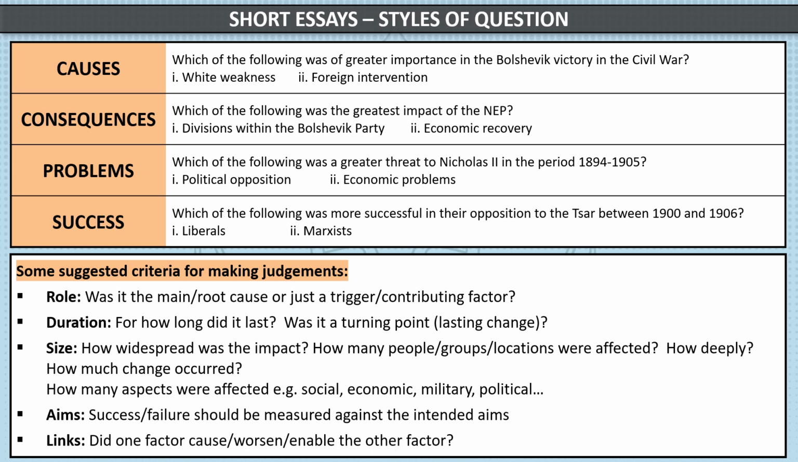Finally, consider whether there are links between the two factors. Now, this is particularly useful for evaluating causes. We can consider whether one cause was enabled by or dependent on the other. Be flexible about which criteria you use. You don't have to use all of them. Whichever ones you use, they really have to be appropriate for the question that you're answering.